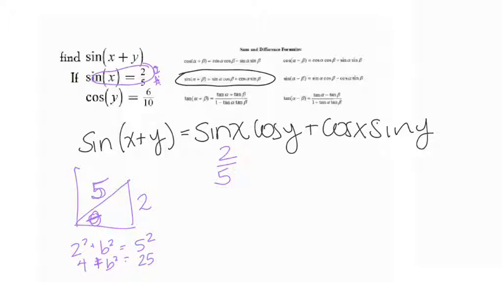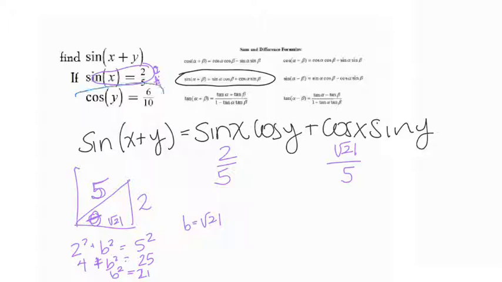And then you will subtract 4. 25 minus 4 would be 21. So b is the square root of 21. So that would go here. And I need to know that because then I know the cosine of x is the square root of 21 over 5.